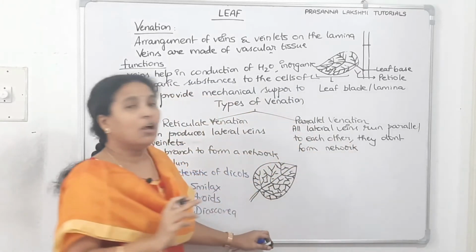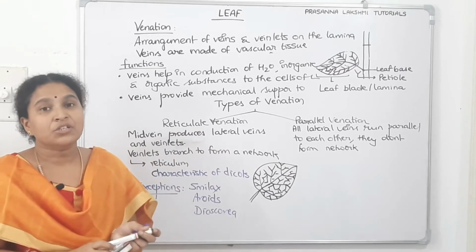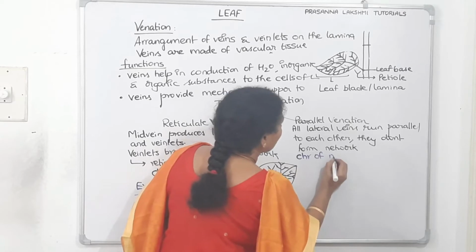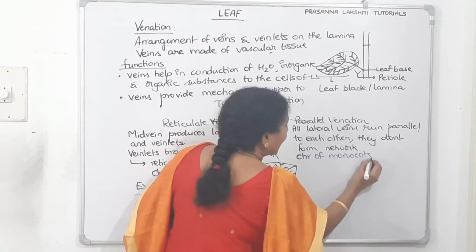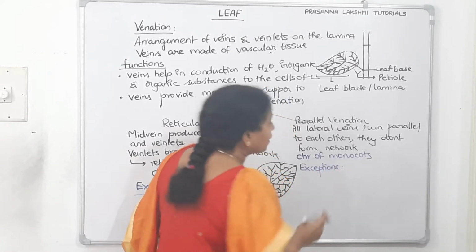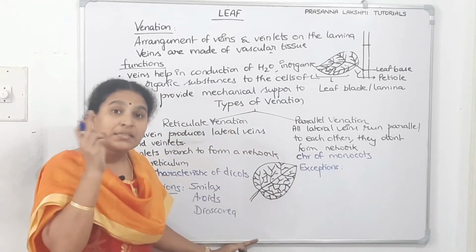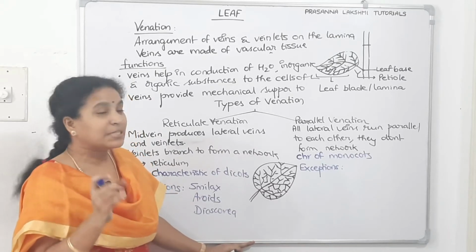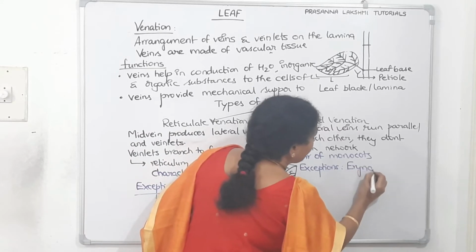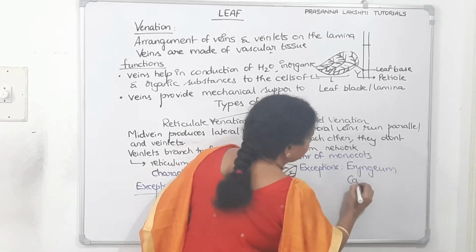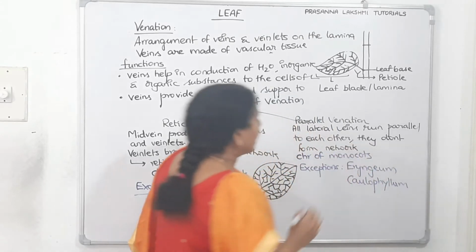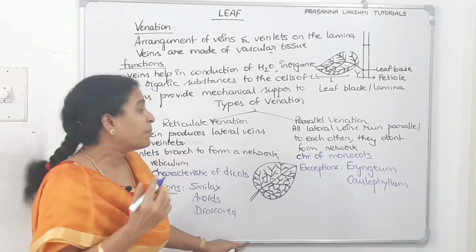That type of venation is called parallel venation, and I told you parallel venation is characteristic of monocot plants. But exceptions are there. That means there are some dicots which show parallel venation. Examples are eryngium and caulophyllum. Eryngium and caulophyllum are the examples of dicots having parallel venation.